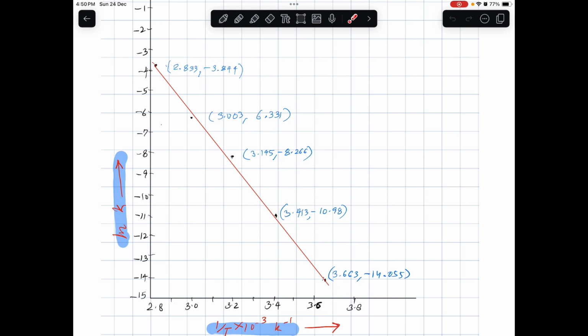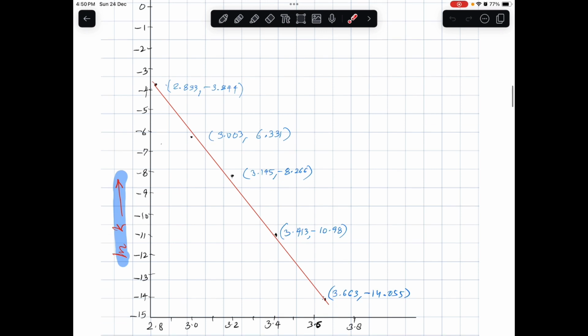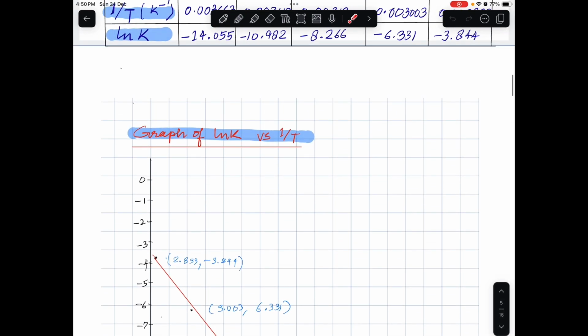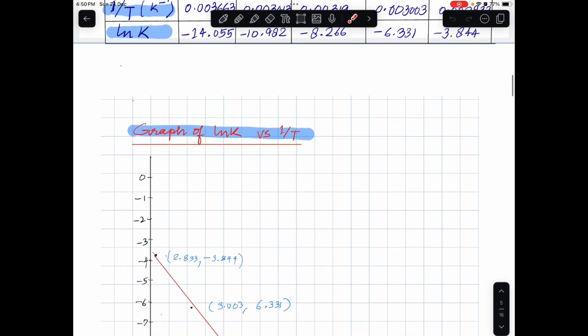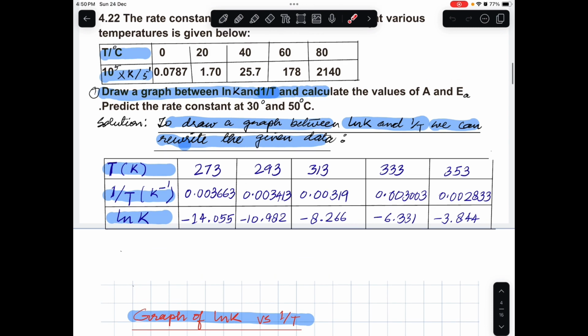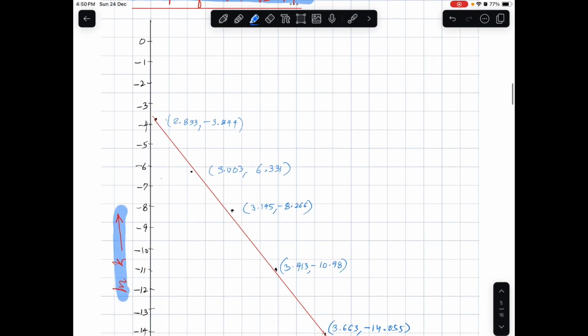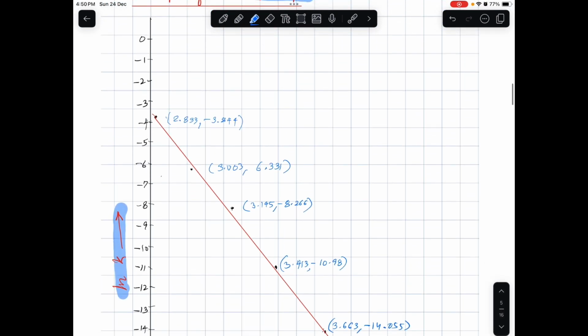Okay, so this is the plot, and from the plot now we can find out the things from the slope that we are getting. What they are asking us is to calculate the value of A and EA, that is energy of activation. So we will try to find out with the help of the plot that we have here. First we can find out the slope of this plot.